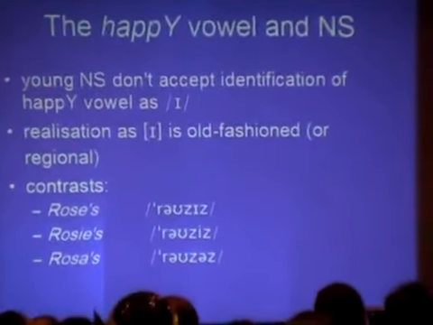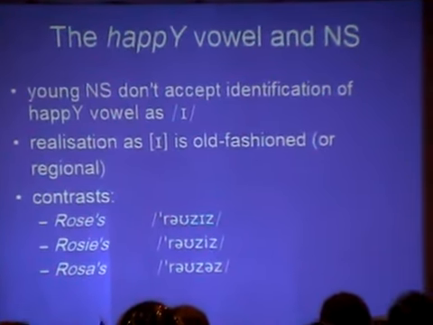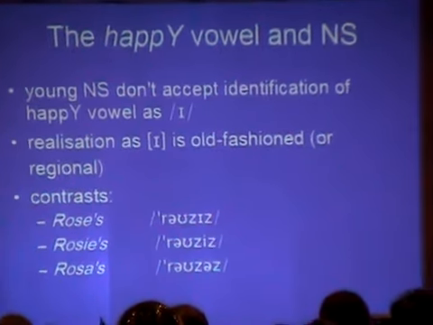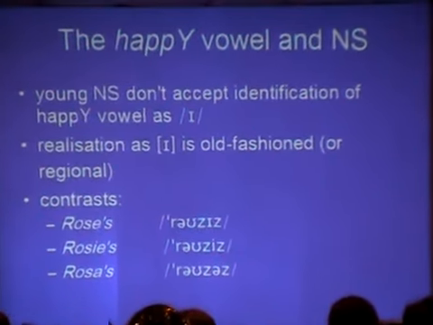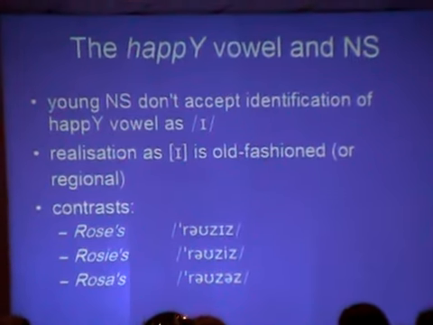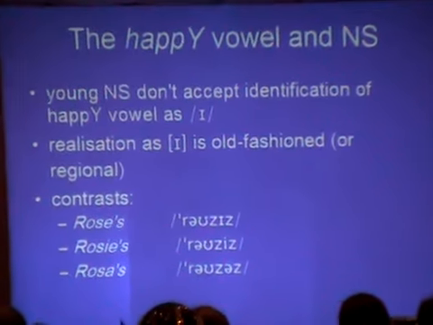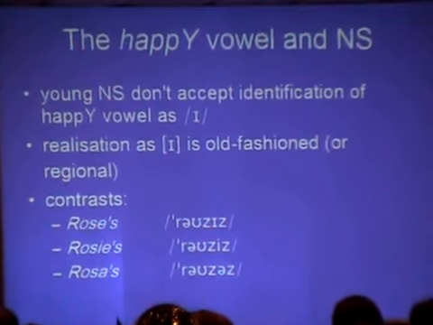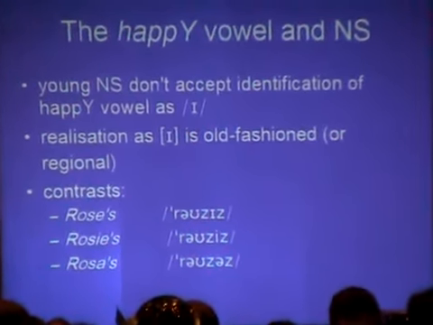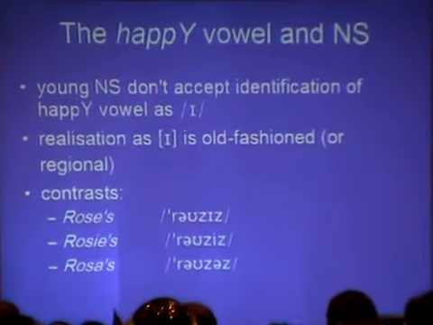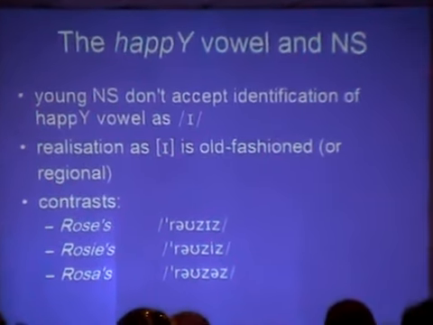If we look at the issue of the happy vowel from the point of view of native speakers of English, we find that young native speakers of RP and similar accents certainly don't accept the identification of the happy vowel as the I that they have in kit or bid. Phonetic realizations with relatively open qualities sound old-fashioned or affected, things like city, very, unless of course they're regional. Certain northern cities have open vowels in those positions. There are also potential contrasts among vowels in these unstressed positions. So roses is potentially different from rosies, and of course in British English both are different from roses.